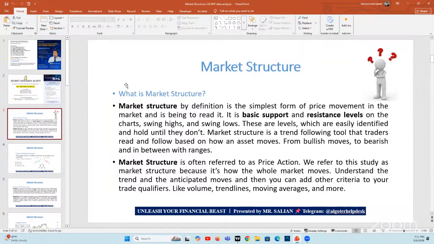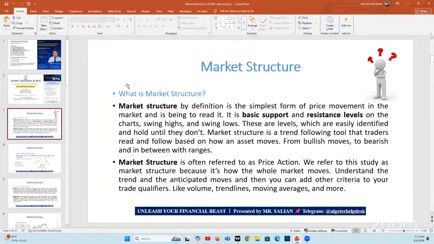Market structure, by definition, is the simplest form of price movement in the market, and it's being used to read it. It is basic support and resistance levels on the charts, swing highs and swing lows. That's it, basically. These are levels which are easily identified and hold until they don't.